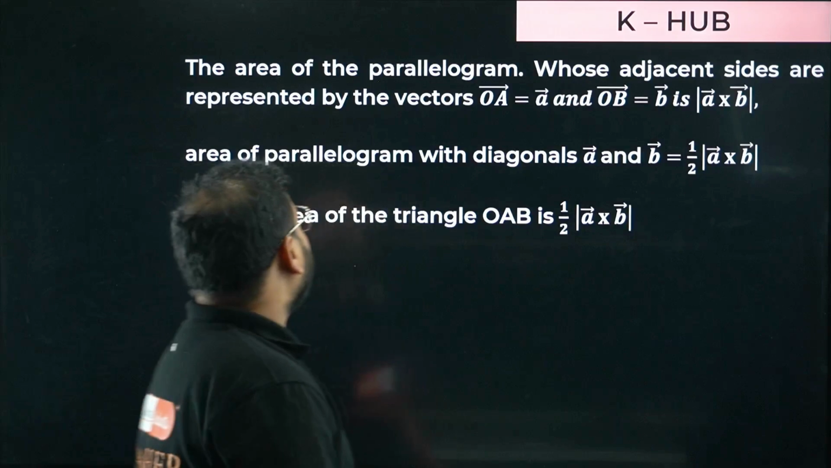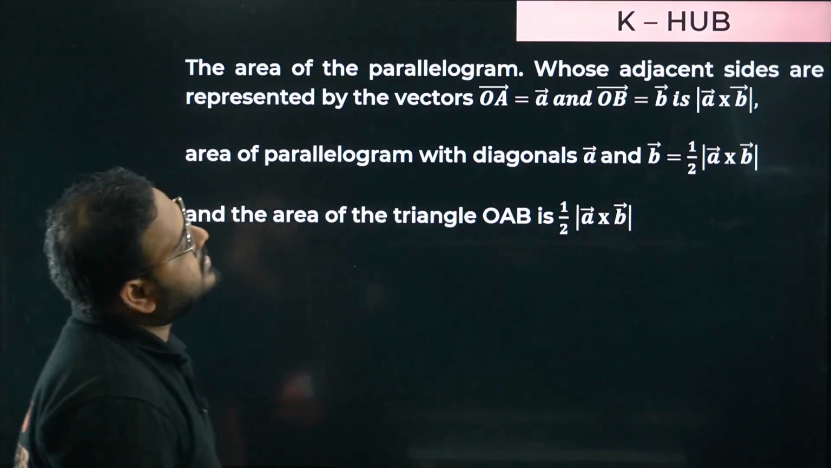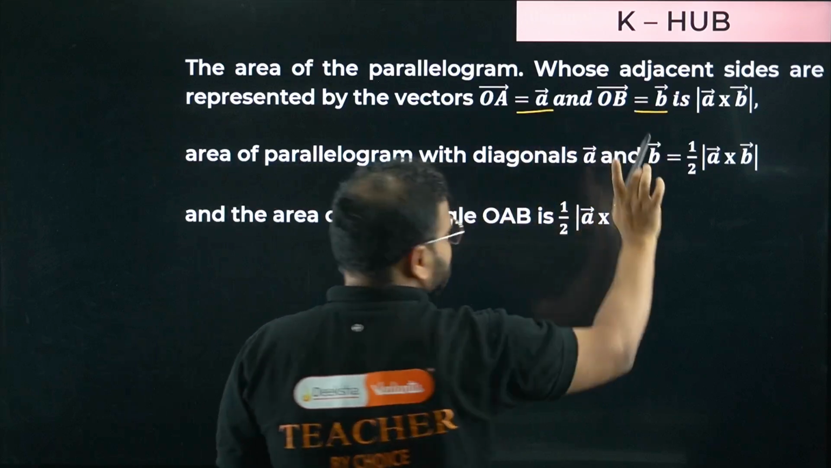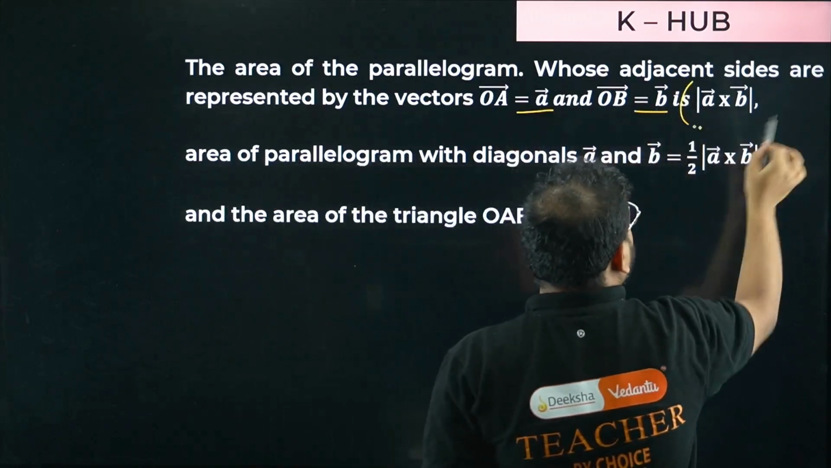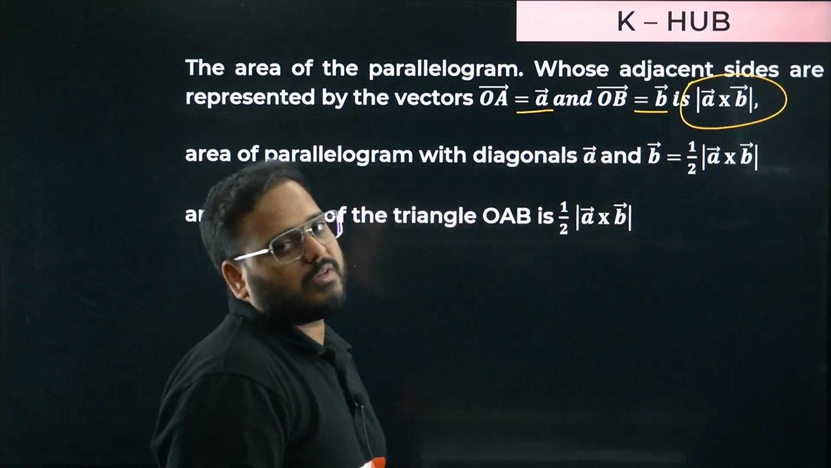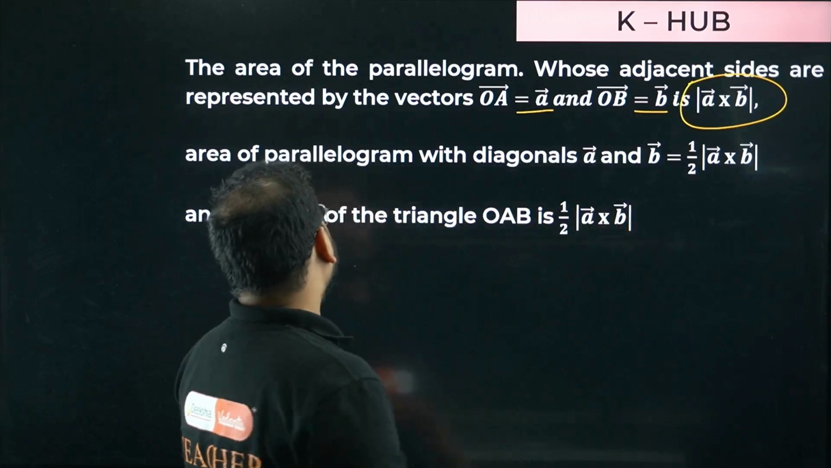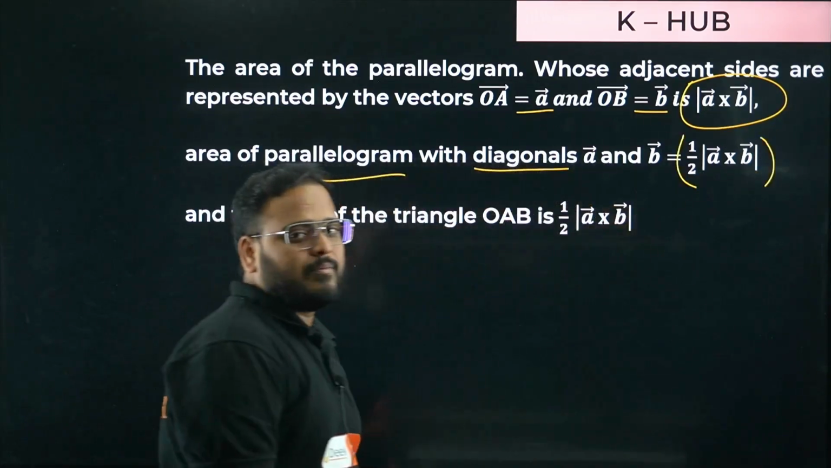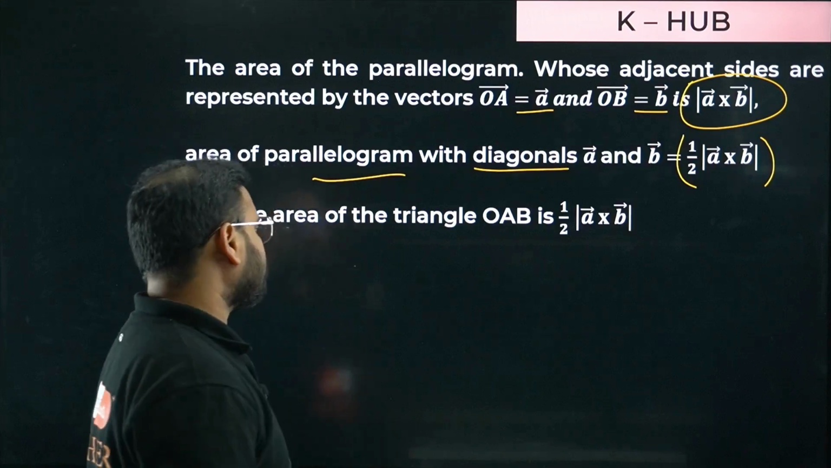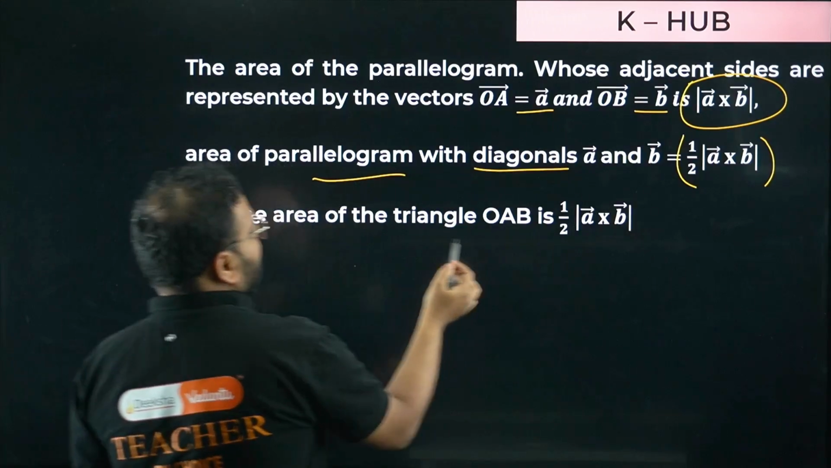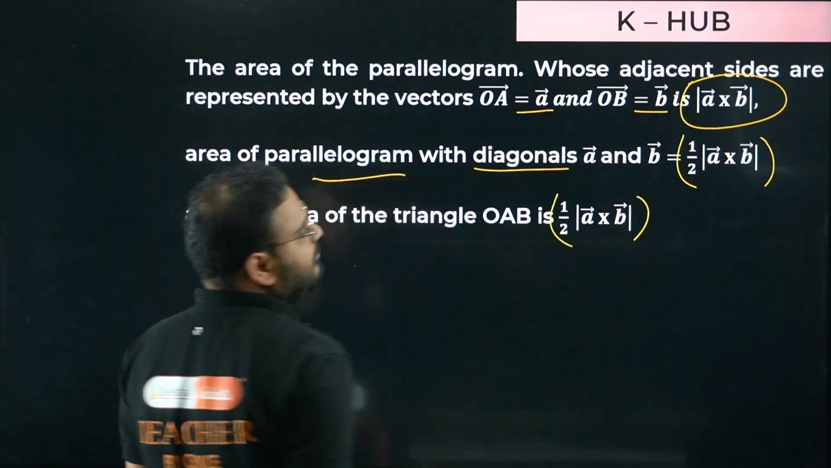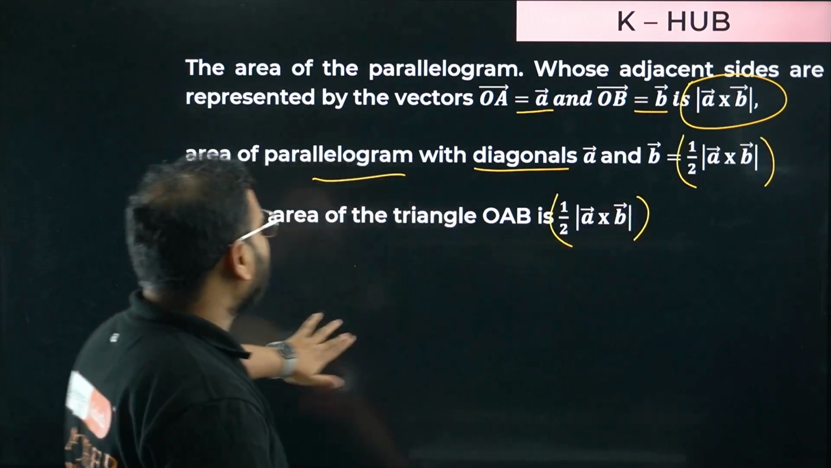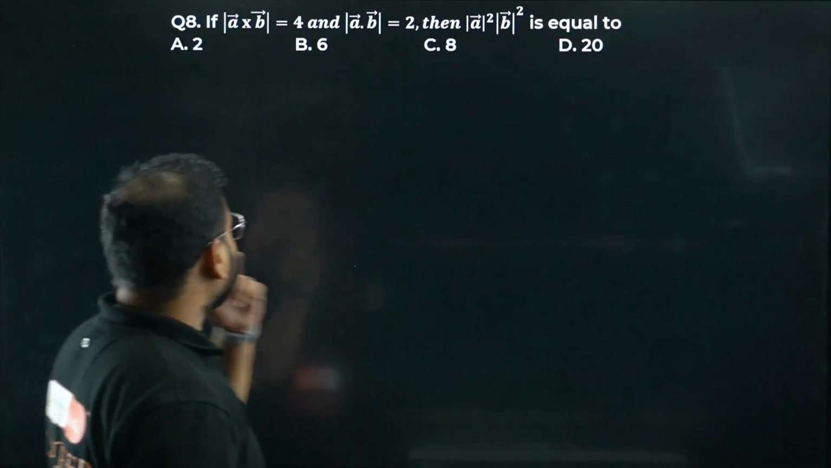The area of a parallelogram whose adjacent sides are represented by vector A and vector B is given simply as the modulus of A cross B. Yes, part of your NCERT. The area of a parallelogram with diagonals A and B will be given by half of modulus A cross B. Same thing, the area of the triangle will be given by the same concept, half of modulus of A cross B. We have learned these formulas, and we have done other questions on this as well. Now what we have, please check here.